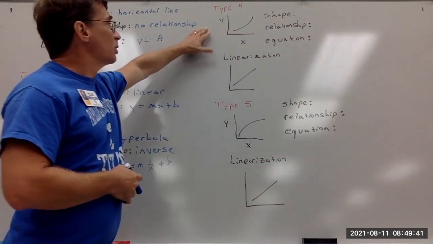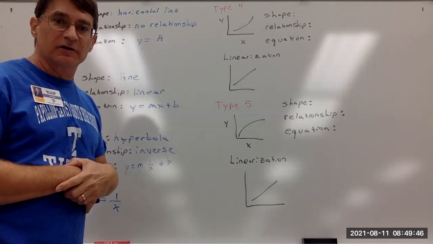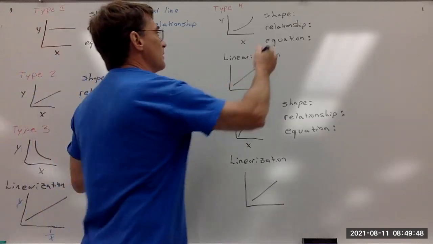The fourth relationship we're going to run into is a line that curves up like that. Well, you've seen that kind of a graph before, I think, in math class. We call that a parabola.